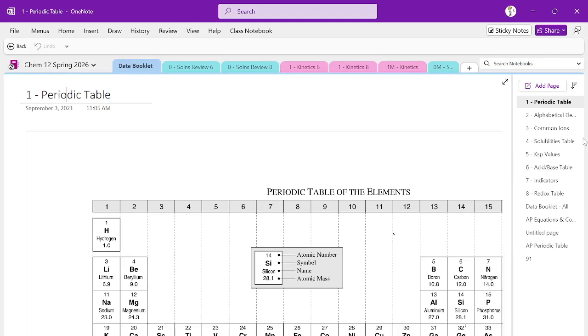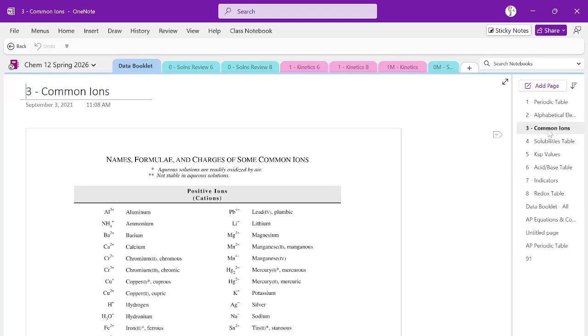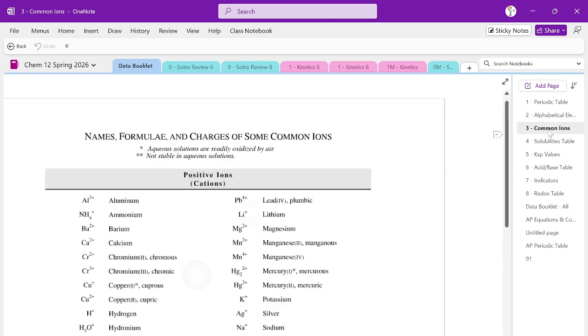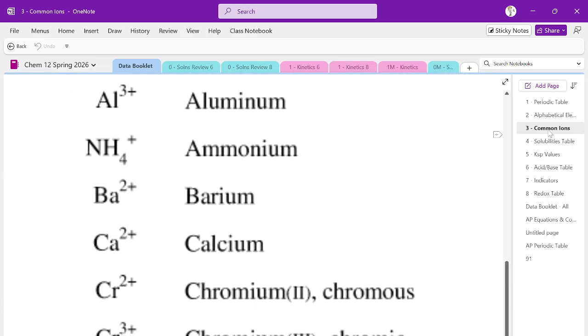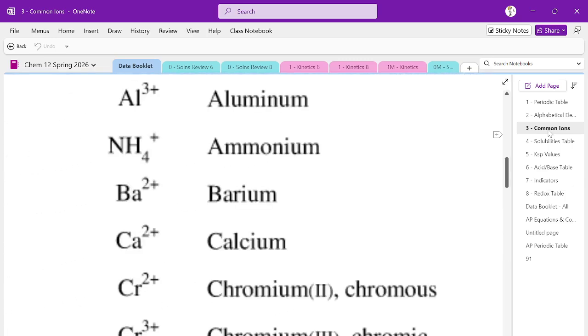Data booklet, page 3. Oh, yeah. No, aluminium. Starts with an A. Oh, you're right. Ammonium, yes. Okay, ammonium is a positive, what do we call those ions that contain more than one atom?